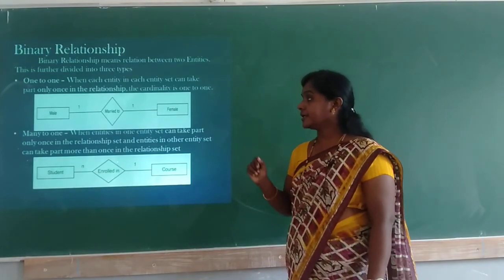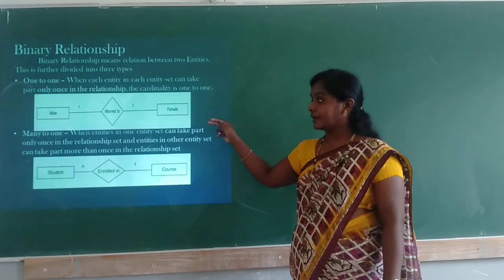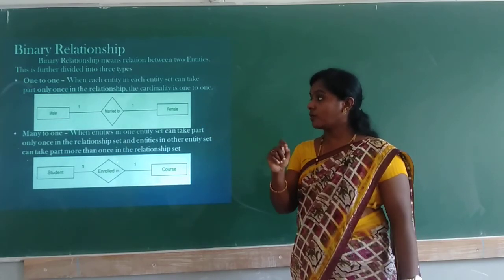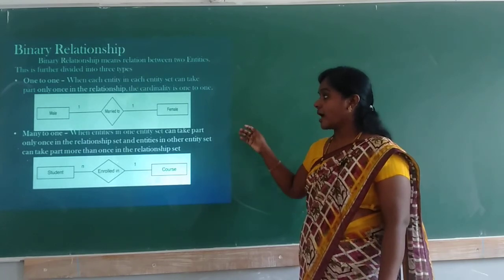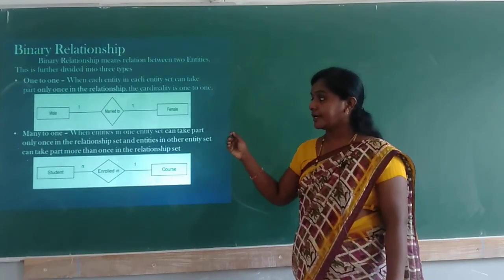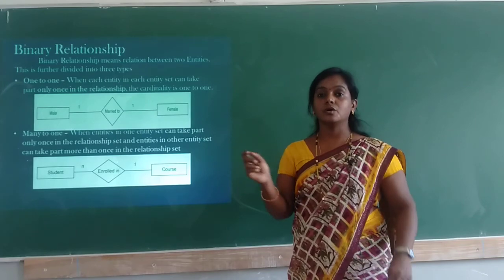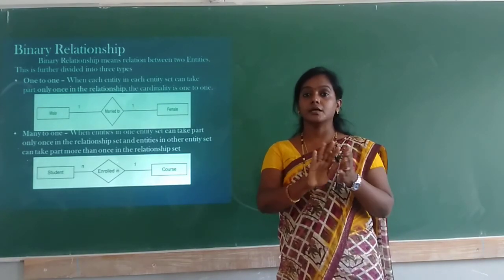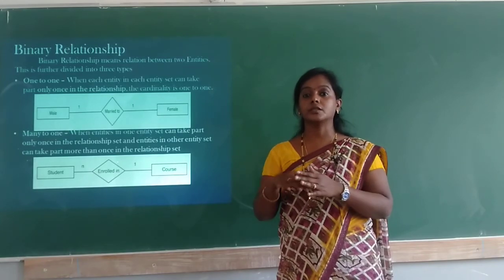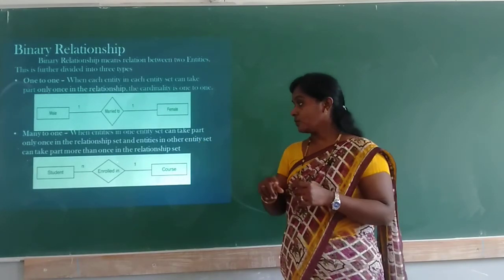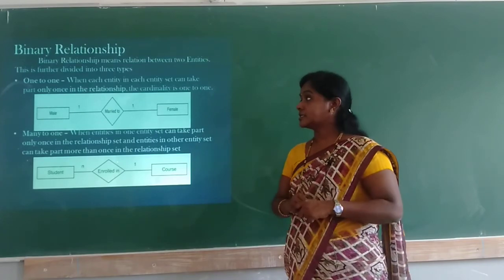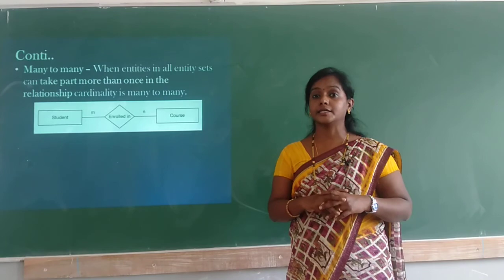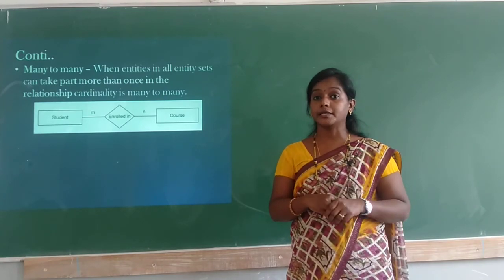So when the entities in one entity set can take part only once in a relationship set, and the entities in the other set can take more than one part. So in one entity set there are more than one parts, which take part in a relationship with only one part of the other entity set. Next we have many to many relationship.